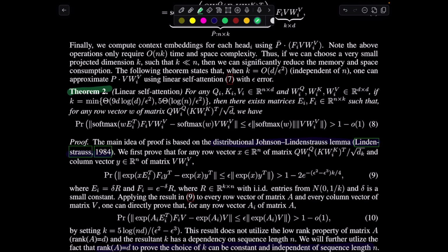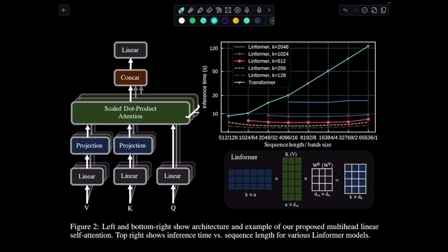In theorem 2, it solved this by separately projecting keys into lower rank as well as the value matrix. They've introduced two random projection matrices, E and F. So they project sequence lengths from N to K. Matrix E projects key into a lower dimension from N to K. Matrix F does the same thing for the value matrix. The paper provides some visualization of how it works. This is projection E, this is projection F.